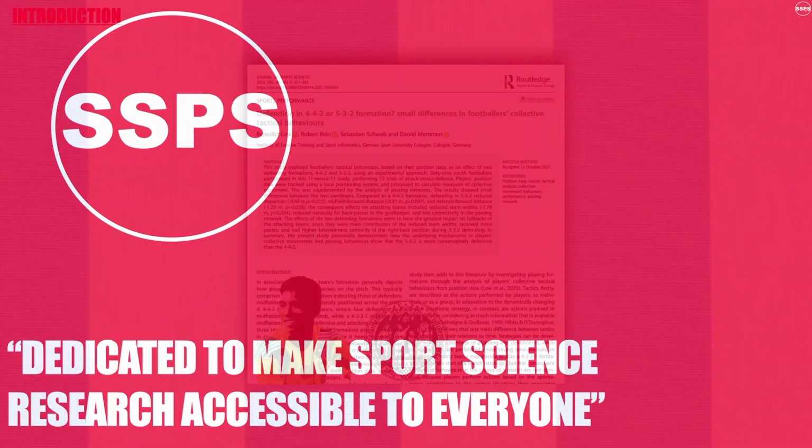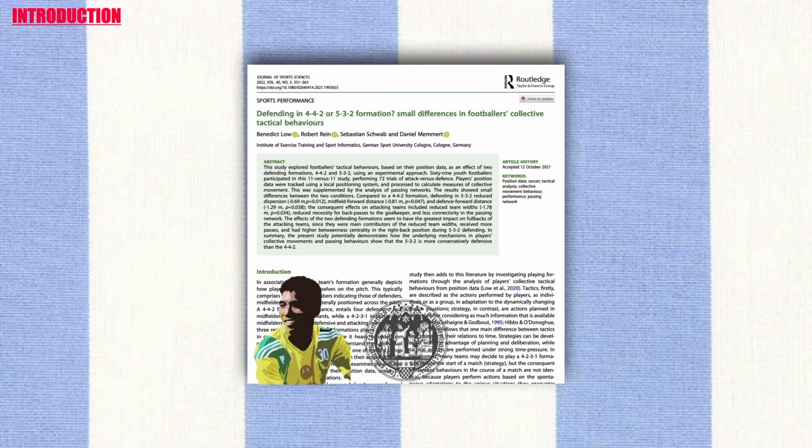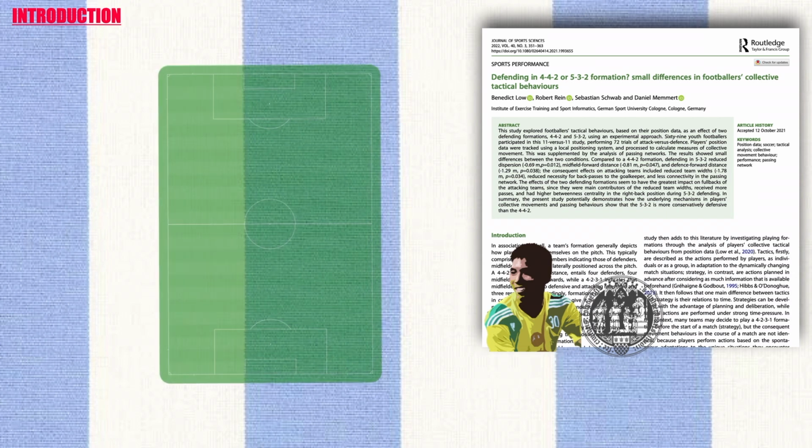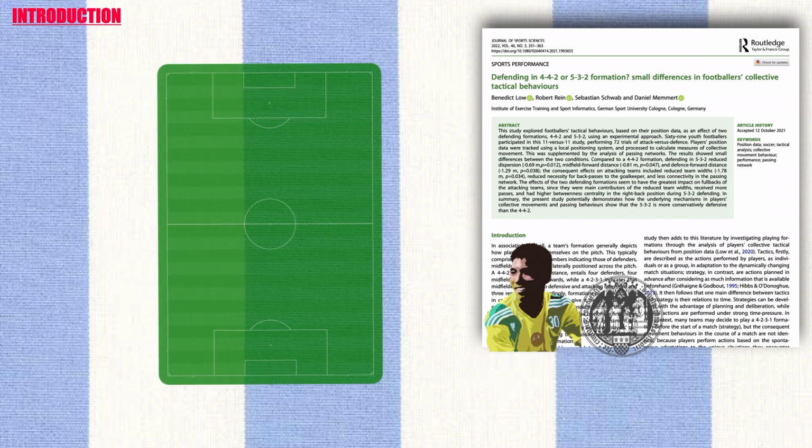In association football, a team's formation generally depicts how players position themselves on the pitch. This typically comprises 3 or 4 numbers indicating those of defenders, midfielders, and forwards laterally positioned across the pitch. A 4-4-2 formation, for instance, entails 4 defenders, 4 midfielders, and 2 forwards, while a 4-2-3-1 indicates that midfielders are split into defensive and attacking roles.